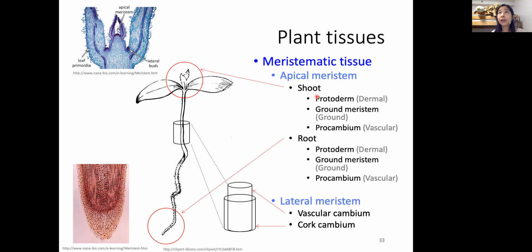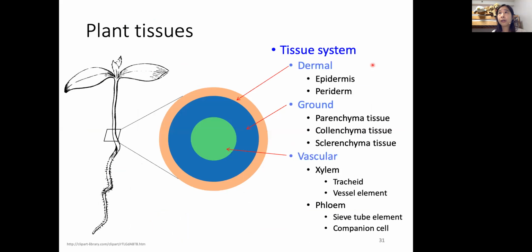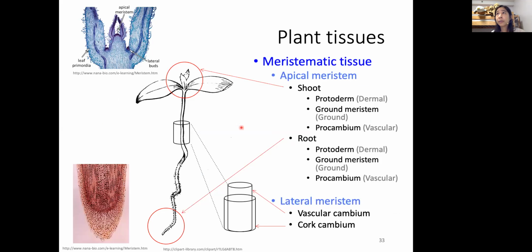Similar to this part, we have three parts: dermal, ground, and vascular. But for the meristematic cells, we have different names: protoderm for dermal tissues, ground meristem for ground tissues, and procambium for vascular tissues.